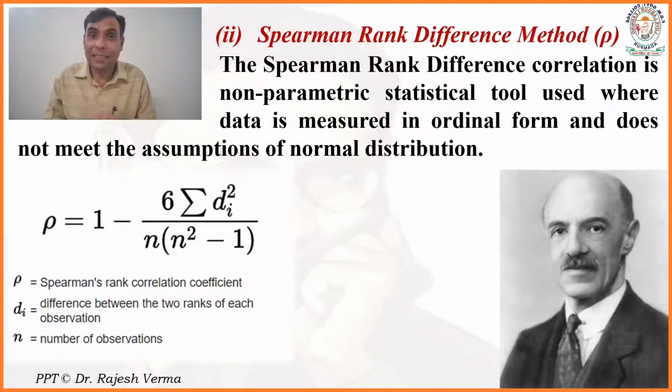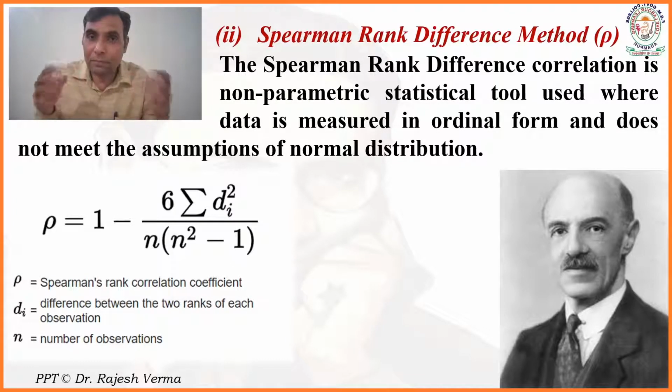Now, when the data is in rank or ordinal form, it certainly is not going to meet the assumptions of normal distribution. And when data doesn't meet the assumptions of normal distribution, we call that data set non-parametric. Hence, the Spearman rank difference method of correlation is a non-parametric test, and it doesn't have the condition of linearity, whereas the product moment method has a condition of linearity.